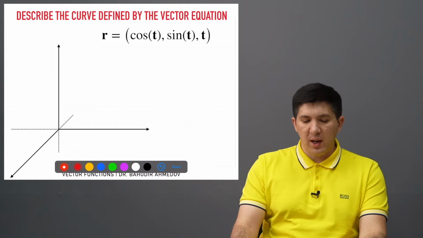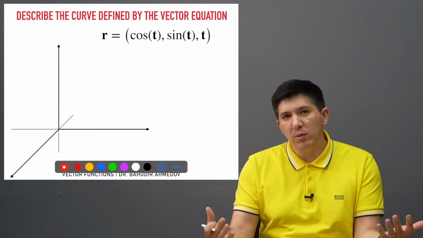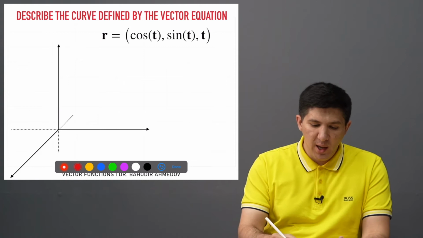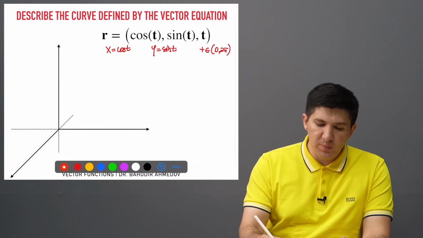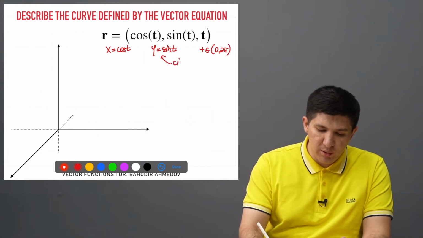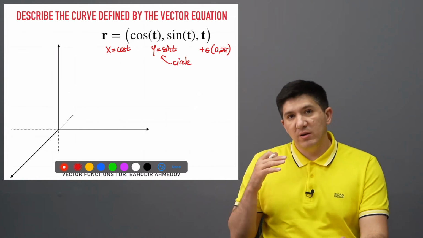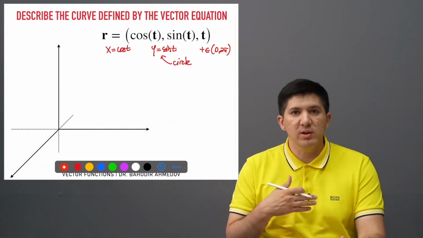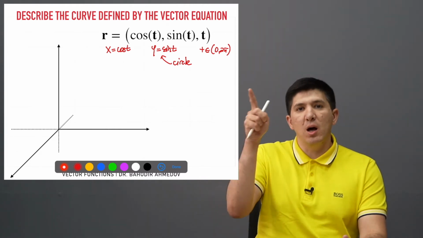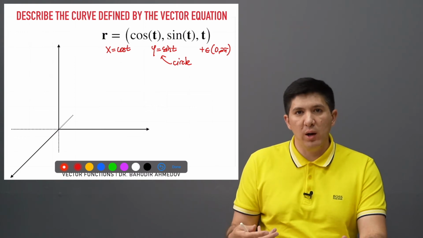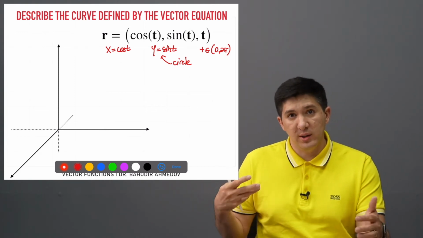So you probably remember from parametric equations that x is equal to cosine of t and y is equal to sine of t, where t changes, for example, from 0 to 2 pi. Is it a circle, right? If you take different values for t from 0 to 2 pi, you essentially get all the points along the circle with radius 1 and center at 0, 0.